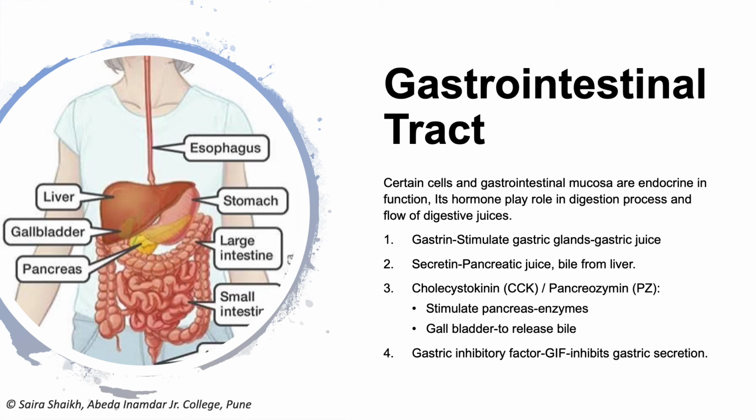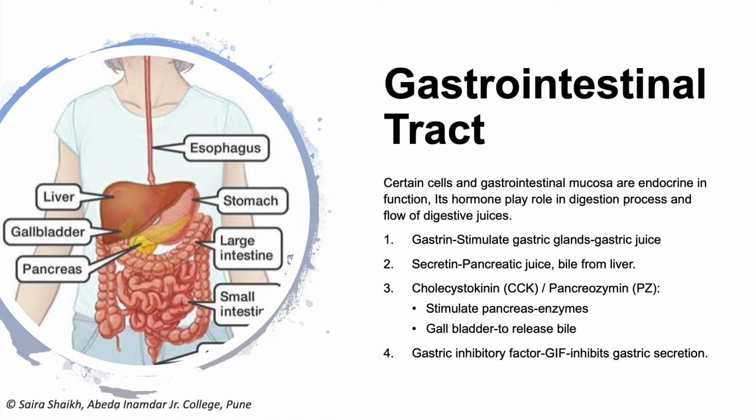Cholecystokinin, this hormone is also called CCK, or pancreozymin, PZ. Cholecystokinin stimulates the pancreas to release enzymes. It also stimulates the gallbladder to release bile. So cholecystokinin plays a very important role in the stimulation of the pancreas as well as the gallbladder.